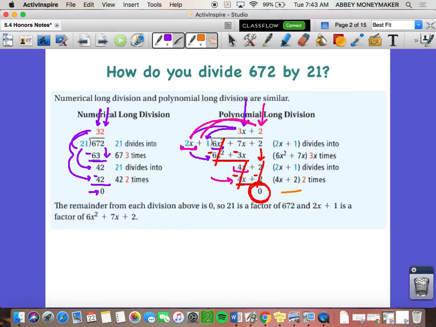So, tying in some key concepts here right off the beginning. If you get a remainder of 0, then that means the 2x plus 1 is a factor. And that makes sense because it went in evenly. So it's really important here. If we get a remainder of 0, then your divisor was in fact a factor.